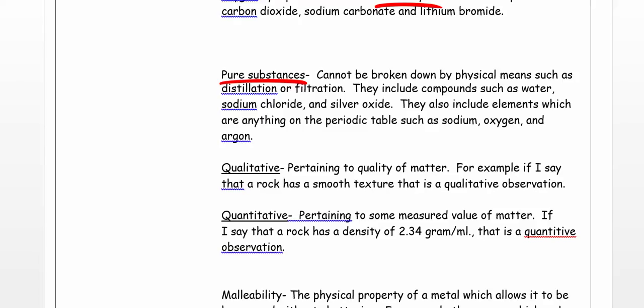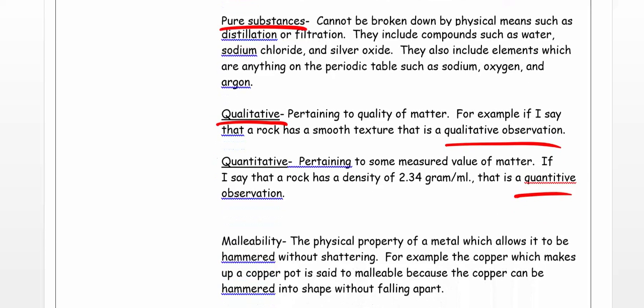Now let's define the difference between qualitative and quantitative. What do we mean by qualitative? Think of the prefix quality. Qualitative means pertaining to quality of matter. For example, if I say that a rock has a smooth texture, that's a qualitative observation. Qualitative means having to do with its quality. Quantitative means pertaining to some measured value of the matter. If I say that the rock has a density of 2.34 grams per milliliter, that's a quantitative observation. So qualitative versus quantitative, we should know and be able to determine the difference between those.